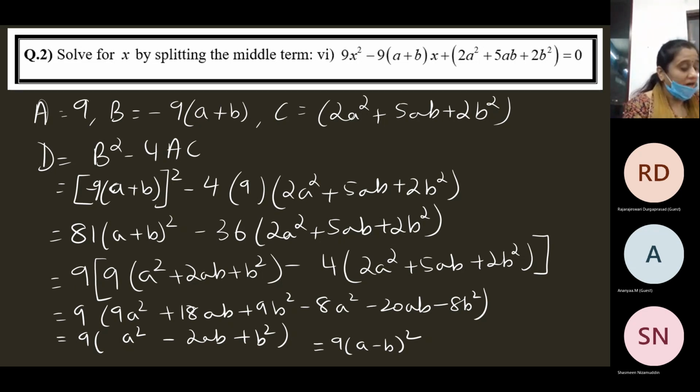Correct? Yeah. So, see there, I've written, what's the value of a? The given equation is already in the standard form. See, to use the quadratic formula, the given equation must be in the standard form. And it is in the standard form. You can see the x square term, the x term, and the constant. Correct? Yeah. So what's the value of a? 9. B is minus 9 into a plus b. And c is 2a square plus 5ab plus 2b square. You should use this to find the discriminant, b square minus 4ac.